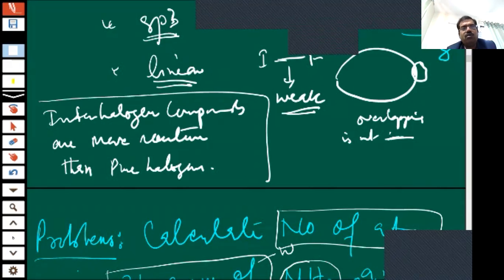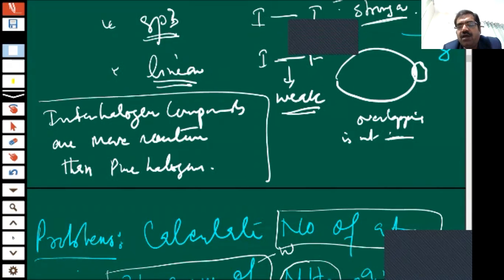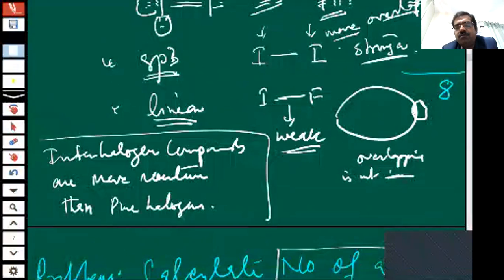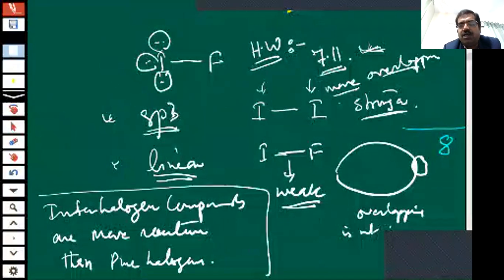Tomorrow I am going to discuss how these interhalogen compounds react with water and which oxoacids are formed and so on. So we'll continue tomorrow. As Soumya Panda told, it is already 2:50, and yes, it is 2:50.